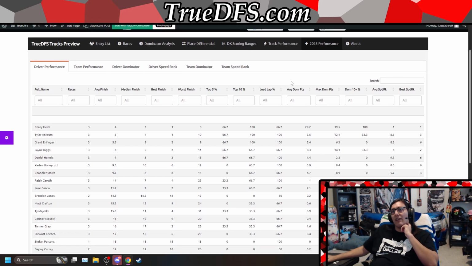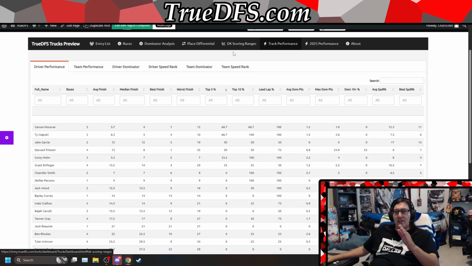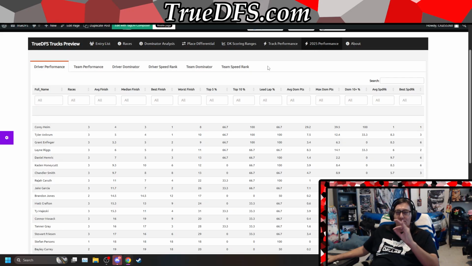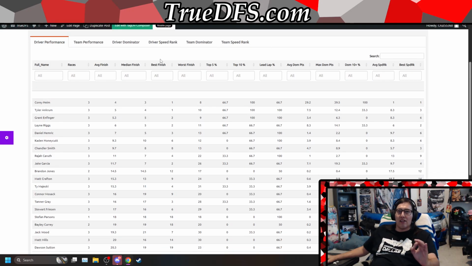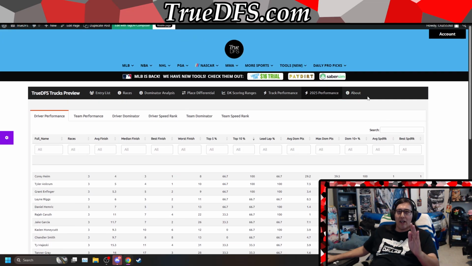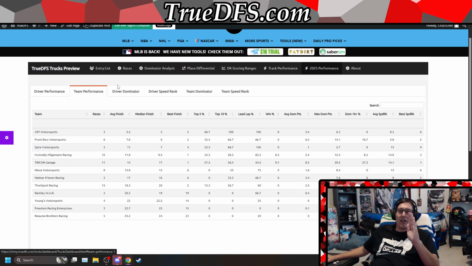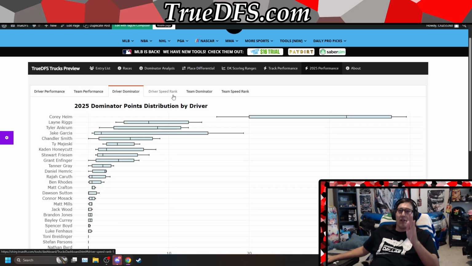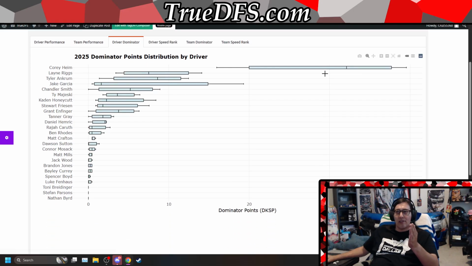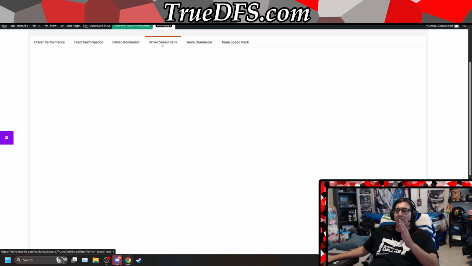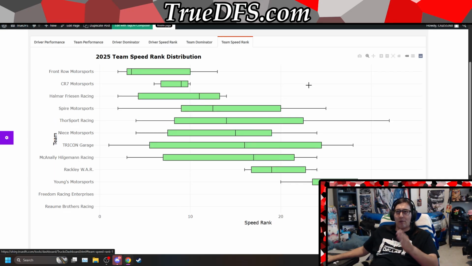Yet again, same thing. Track performance is the performance that they have had at Texas. 2025 performance is similar tracks that we've seen this year. Same thing up here. I would focus on the amount of laps spent in the top 5 and the amount of laps spent in the top 10 as your main data points. And same thing here, we have it for the team and driver breakdown. So obviously, Corey Heim has been annihilating the field. Speed rank and so on and so forth yet again.